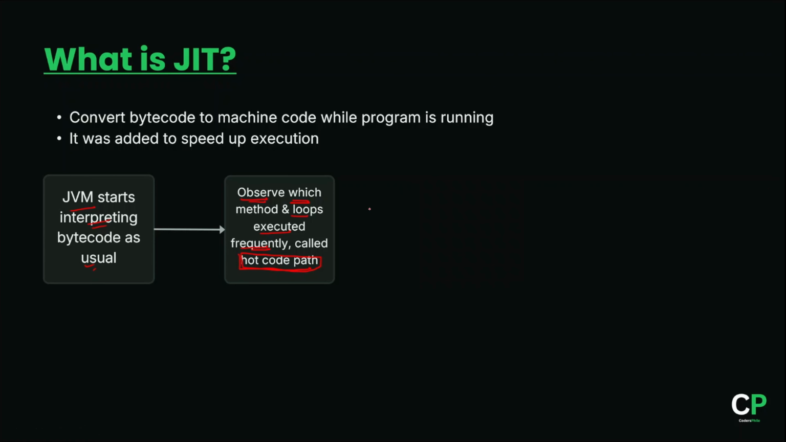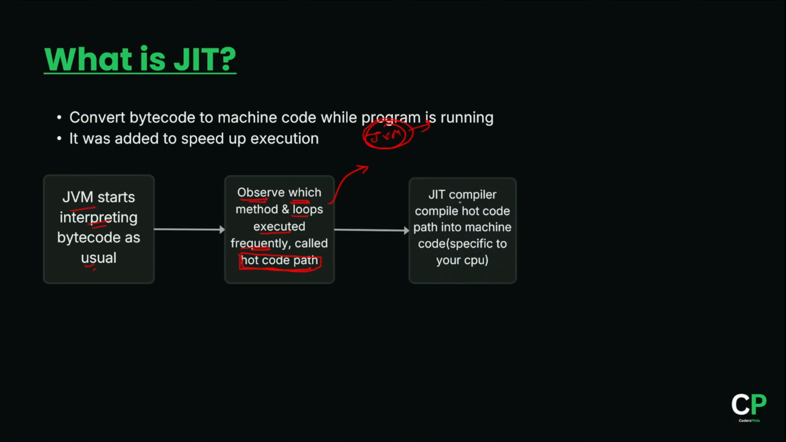Now, since there are some methods and loops that are used again and again, the JVM has to interpret them again and again to the machine code. So instead of interpreting it again and again, the just-in-time compiler was added. What is its role? The just-in-time compiler compiles the hot code part into the machine code specific to your CPU. For example, consider here is our .class file.